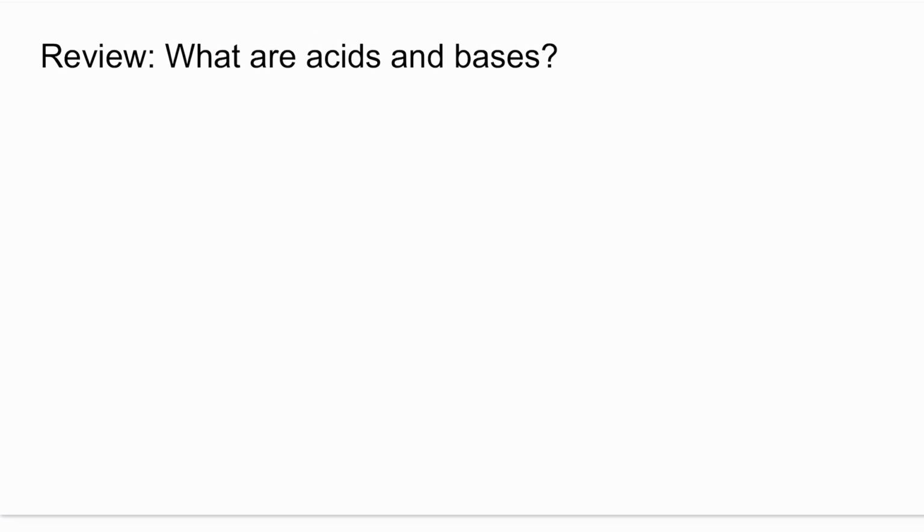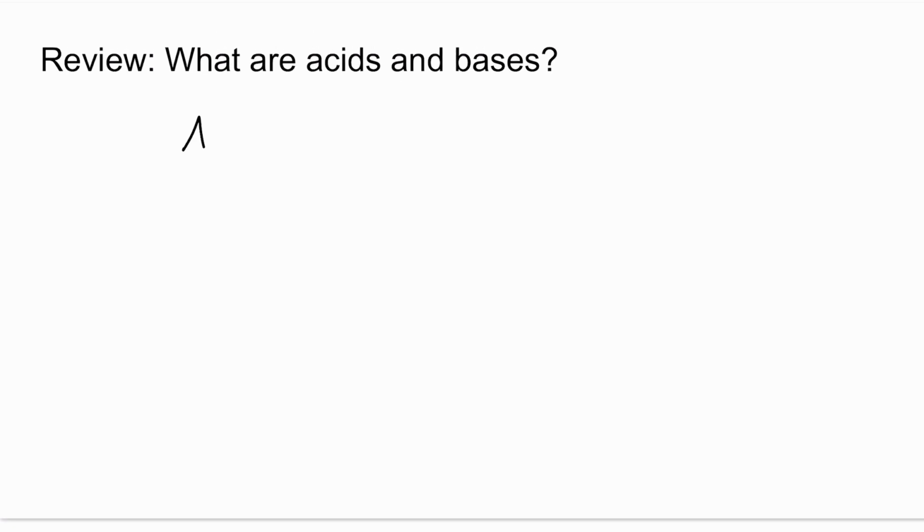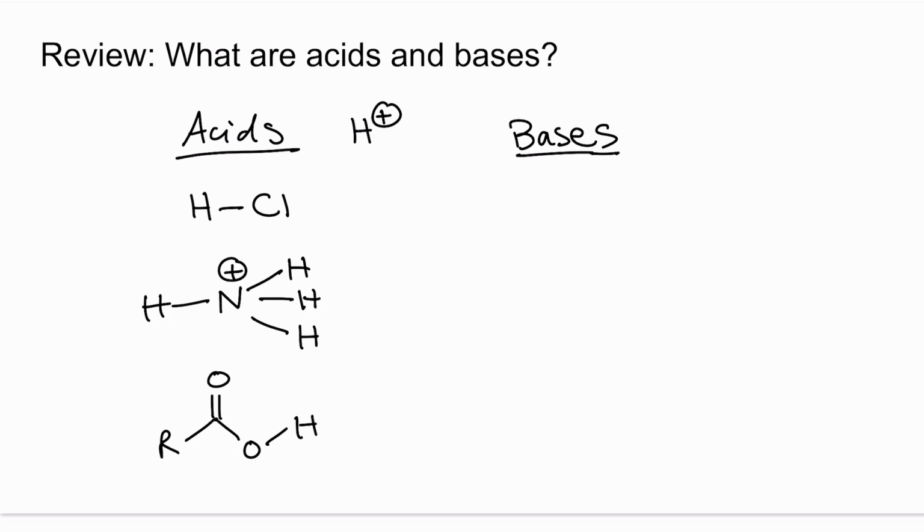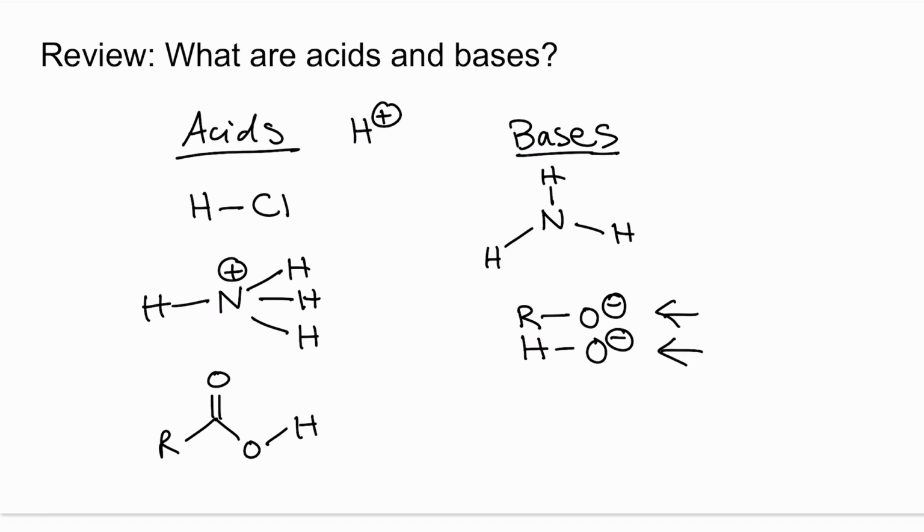So, as a quick review, let's go over what acids and bases are. Acids donate H+ ions, or hydrogen ions, while bases want to steal those hydrogen ions. Some examples of acids are hydrochloric acid, ammonium ions, and carboxylic acid. Some examples of bases include amine, alkoxide or hydroxide, and carboxylate.